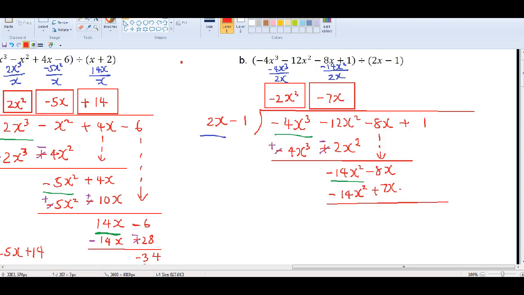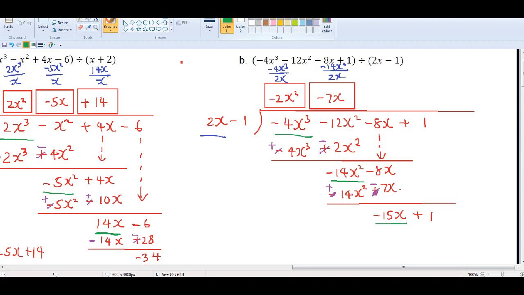Before that we need to change the sign. Nearly forgot. So make sure the leading term is going to be cancelled out. Minus 8 minus 7 is minus 15x plus 1. Here there's some challenge. The leading term now is minus 15x.